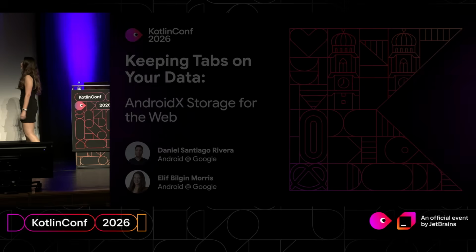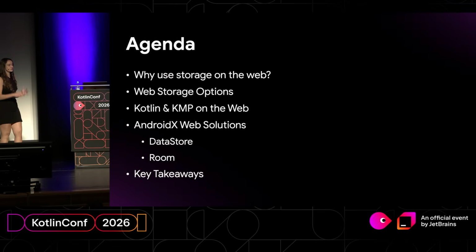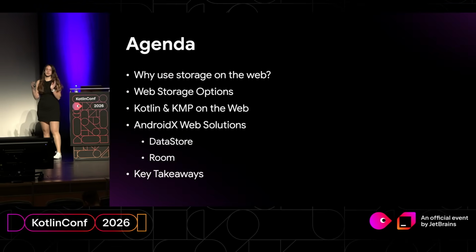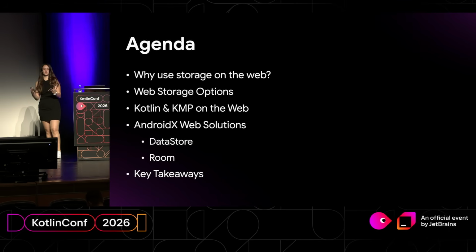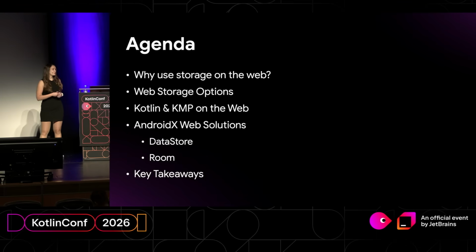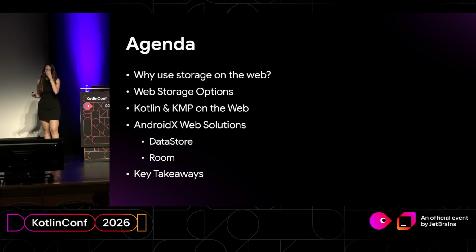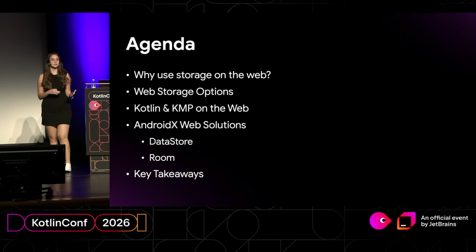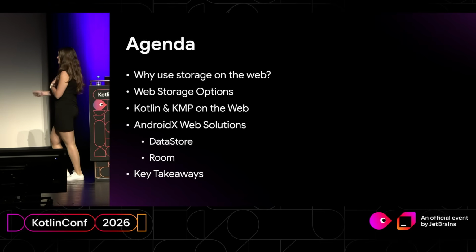So before we get started and dive in, here's a little bit of a rundown of our agenda today. We're going to kick off with why you want to use storage on the web in the first place, followed up with what web storage options you have out there right now, what all this means for Kotlin and KMP on the web, and then we're going to talk about our AndroidX web solutions with DataStore and Room, and wrap up with key takeaways.